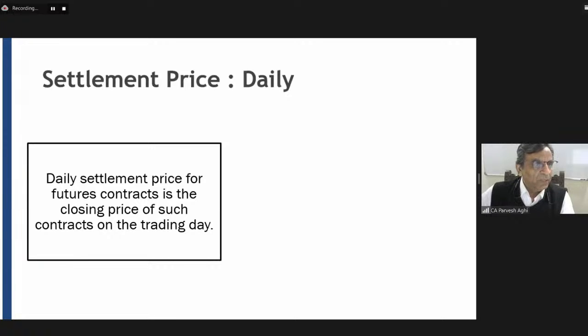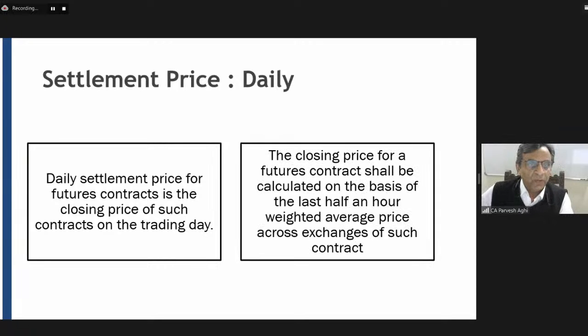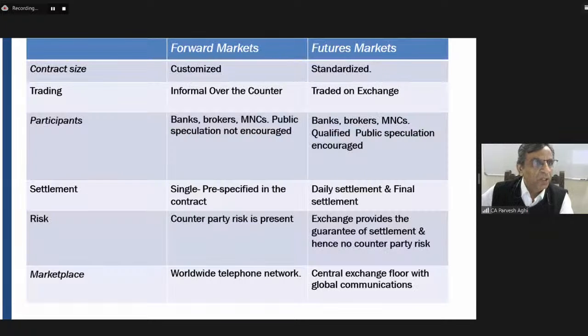So the daily settlement price for the futures contract is the closing price of such contract on the trading day. So daily settlement happens on the closing price of such contract on the trading day. So this is the half-an-hour closing price. The closing price for the futures contract shall be calculated on the basis of the last half an hour weighted average price across exchanges of the contract, which I have already covered. Okay, so now this covers basically the futures market.